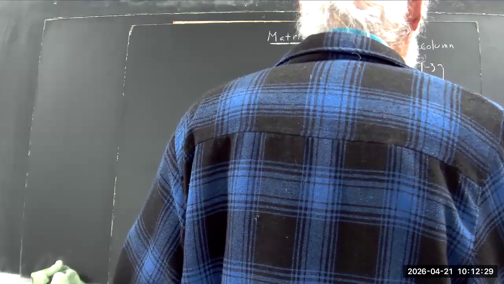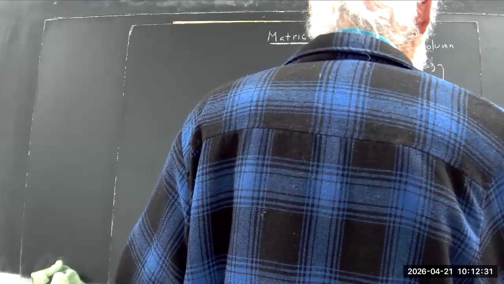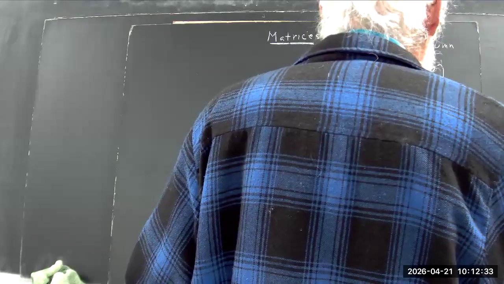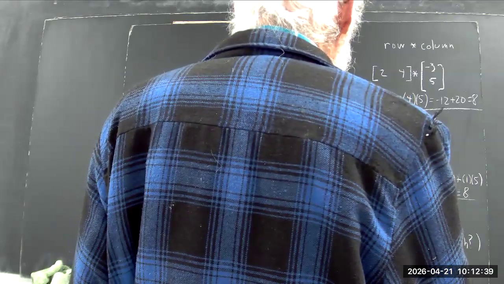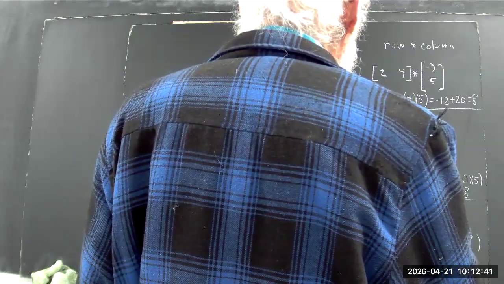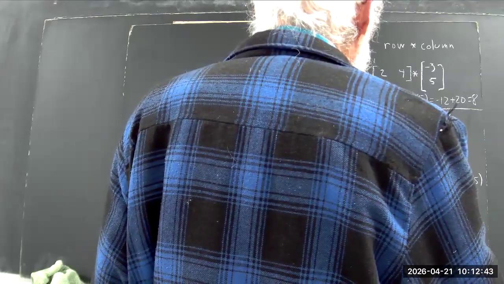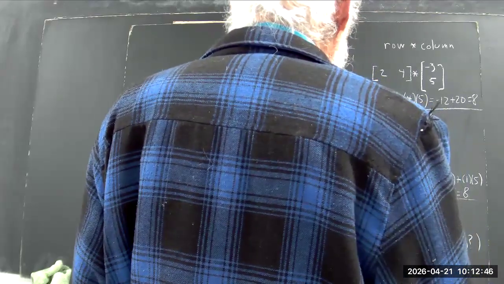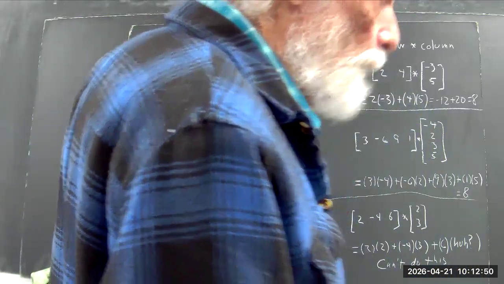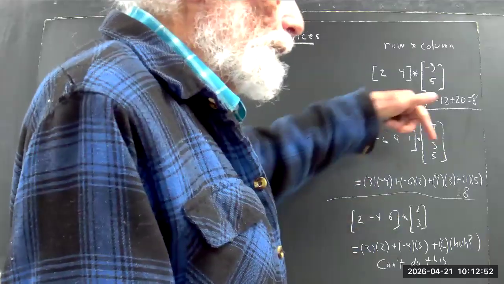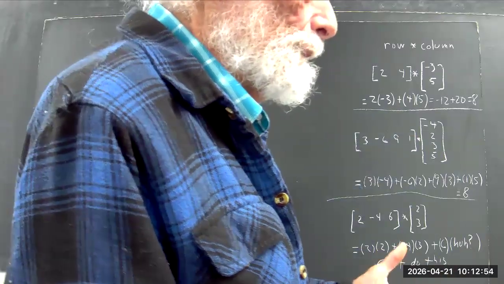So we try 6 times, nothing there, nothing there. Can't do this. Well, matrix multiplication is only defined if the row and the column have the same length.